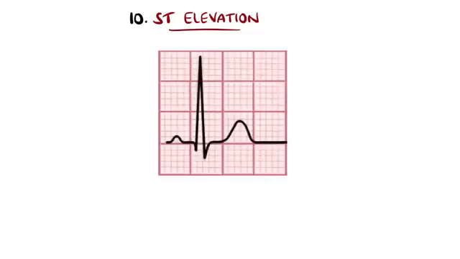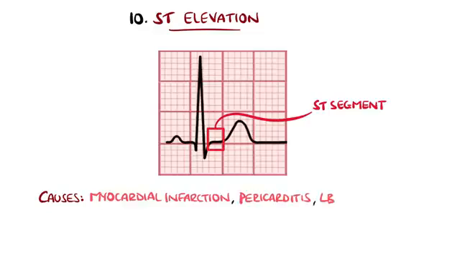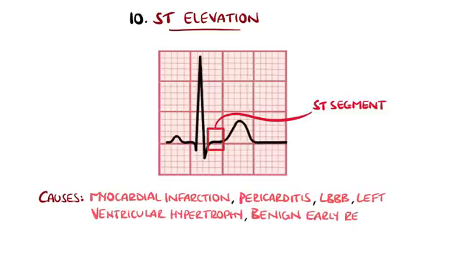Number 10 is one of the most famous ECG abnormalities, ST elevation. Although not an arrhythmia, it is an important ECG feature. On the ECG, this is the portion between the end of the S wave and the beginning of the T wave. Acute myocardial infarction is largely the most significant cause. However, there can be many other causes too, including pericarditis, left bundle branch block, left ventricular hypertrophy, and even a normal finding, such as in benign early repolarization.